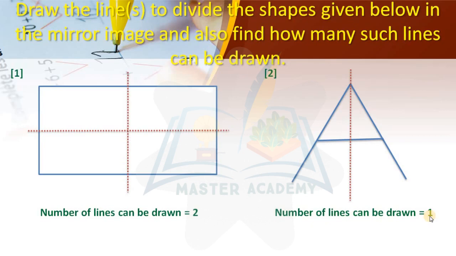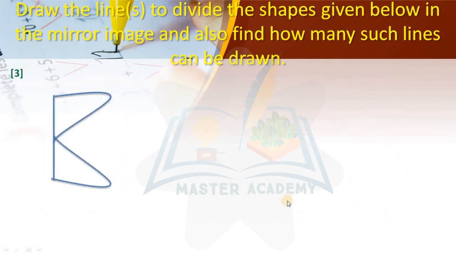Clear? Now we will see the next figure. This is your, beta, capital B. Tell me, कहाँ से हम draw करेंगे? We are going to draw a mirror image. How many lines of symmetry can be drawn? How many lines of symmetry can be drawn, beta? Okay, sir.